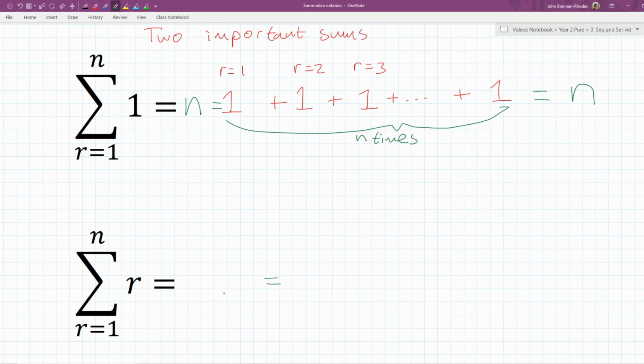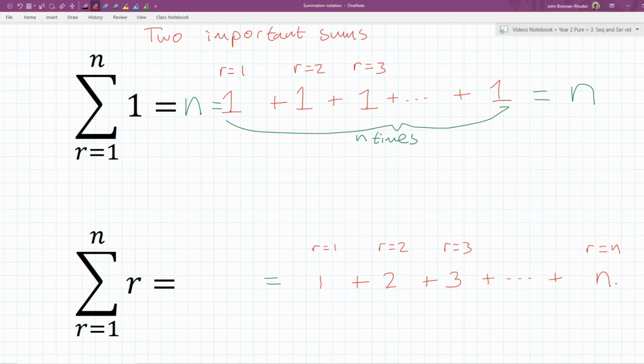Well, I'm going to leave a gap here for putting my answer. If I put r equals 1 into r, when r equals 1, I get 1. When r equals 2, I get 2. When r equals 3, I get 3. And so on up to r equals n, I get n. So this is the sum of the first n integers. We saw that in video 1. This is the Gauss's trick.